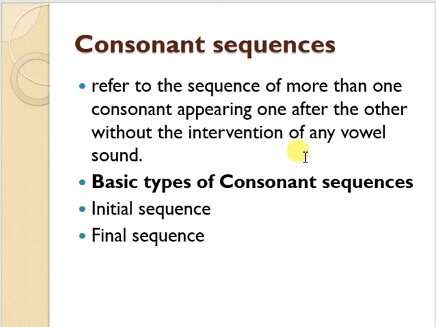vowels in between. They can appear either in the initial position of a word or at the final position of a word. Clear? We have a number of consonants, a group of consonant sounds that appear in a chain. Also they are called consonant clusters.